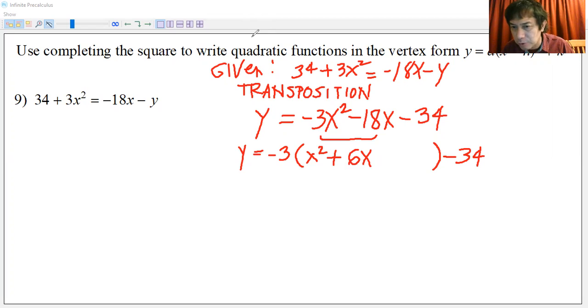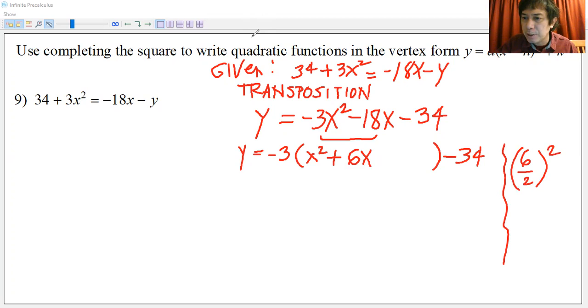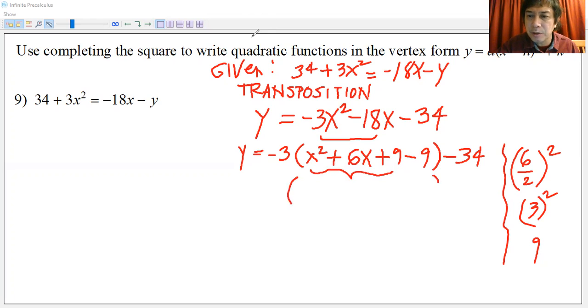Now, we shall make use of the add and subtract, and that number will come from the 6. You divide 6 by 2, and then after dividing by 2, you square it, and 6 by 2 is 3. You square it, that's 9. Okay, all right. 9 will now be our number, plus 9 and minus 9. There. Okay, we now have our perfect square trinomial. Okay, we have the outer parentheses, like that. We have the minus 34. We have the negative 3. We have the equals and the y.